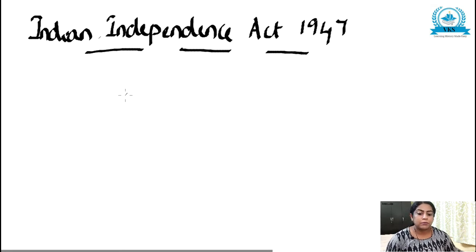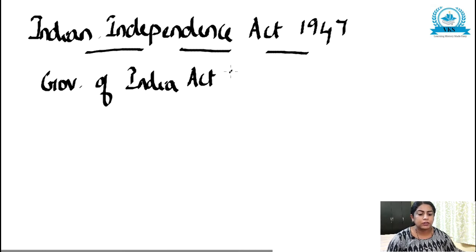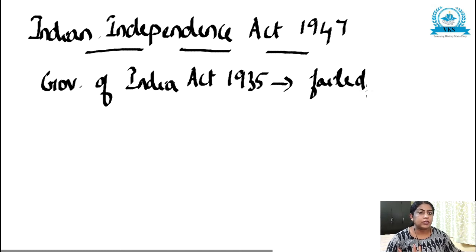Now what was the background for the Indian Independence Act of 1947? The Government of India Act 1935, we discussed in the last video. We have discussed the provisions of the Act. This Act failed to satisfy the demands of Indians. Okay, it failed to satisfy the Indian people's demands.